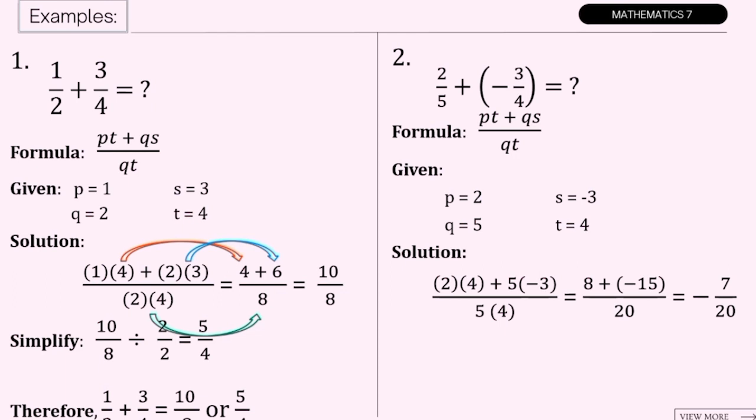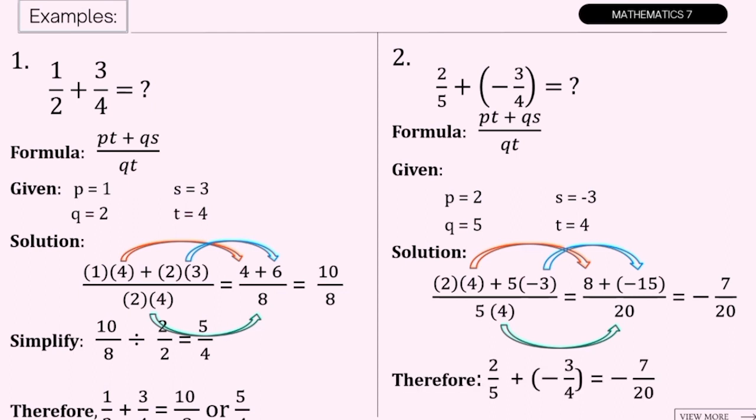Then multiply 2 times 4 is equal to 8, plus 5 times negative 3 is equal to negative 15, over 5 times 4 is equal to 20. So 8 plus negative 15 is equal to negative 7. Then copy the denominator 20. Therefore, 2/5 plus negative 3/4 is equal to negative 7 over 20.